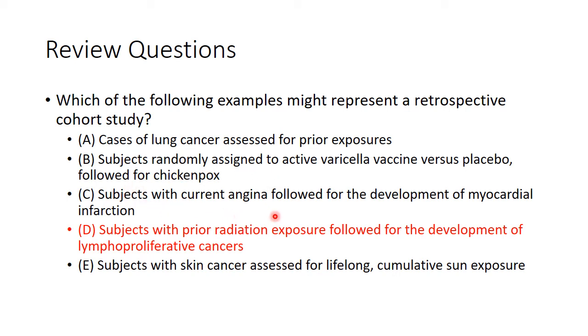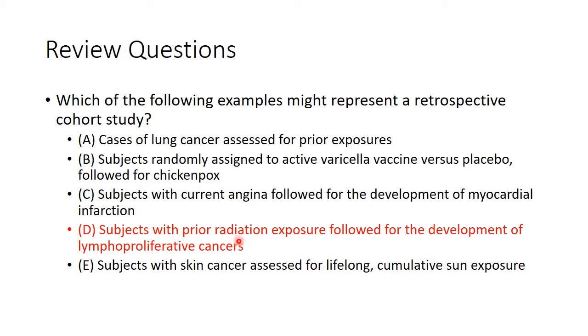Subjects with current angina followed for the development of myocardial infarction. That would be more like a prospective cohort. You may be looking at people with angina versus without angina, and then seeing if they develop the outcome. You're looking at a risk factor or an exposure, and then following it forward for the outcome. And then subjects with skin cancer assessed for lifelong cumulative sun exposure. That'd be a hard study to do in a lot of cases, and it wouldn't really be a retrospective cohort study.